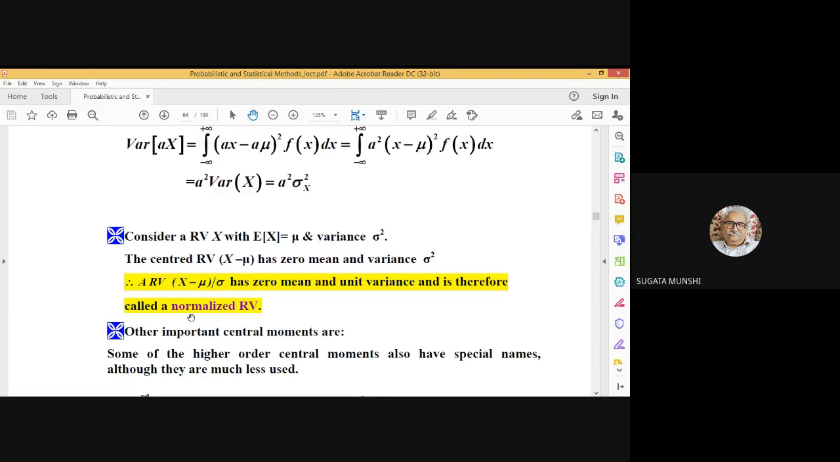Now, besides this variance, some of the higher order central moments also find use sometimes. Not as frequently as variance, but they do find some application. What are those? Can you name them?